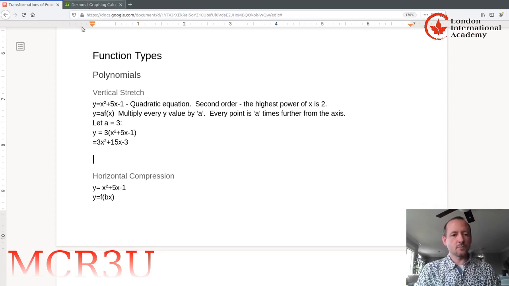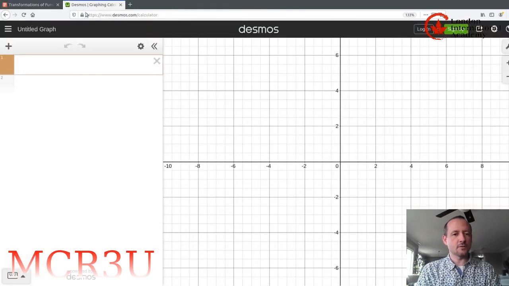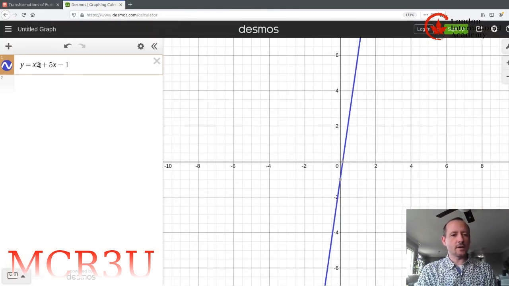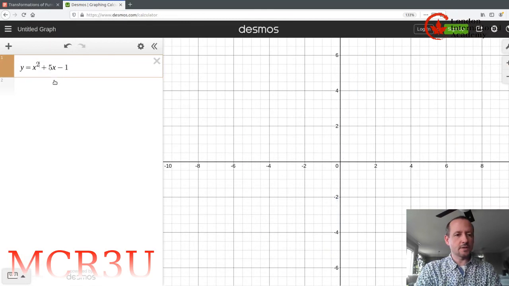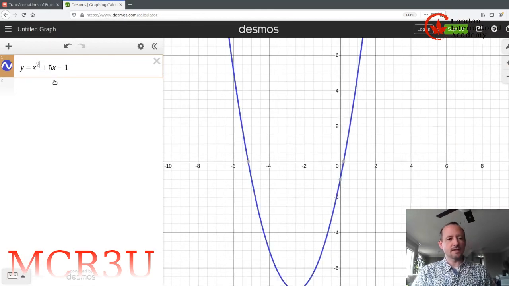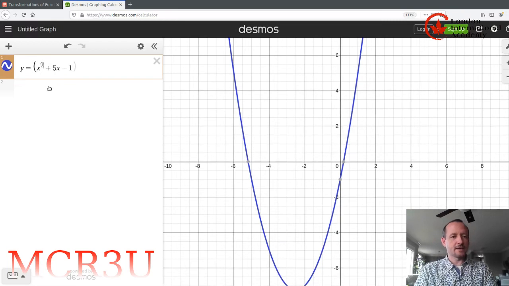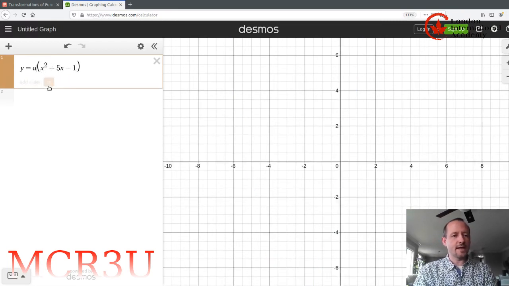So we'll try here. It would be interesting to know if we can just copy this into Desmos. I don't know if we can. Oh, not quite, but we'll just do exponent 2. It almost copies right into Desmos. Okay, so there's our function. Now we'd like to multiply it by a factor a. So we can enclose the whole function in brackets and just put an a out here.